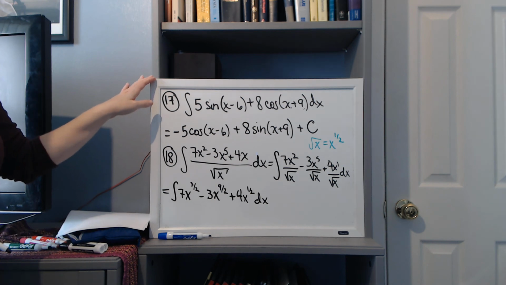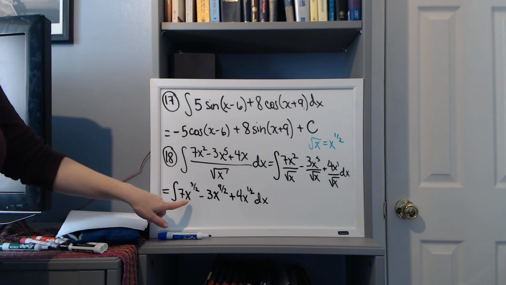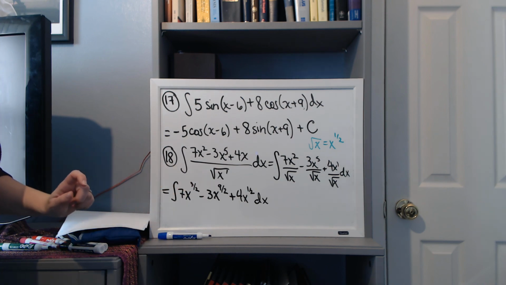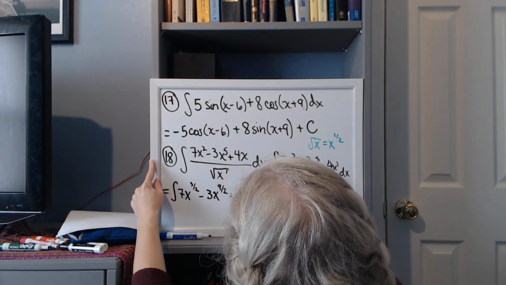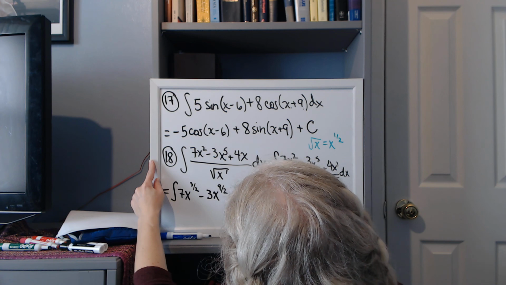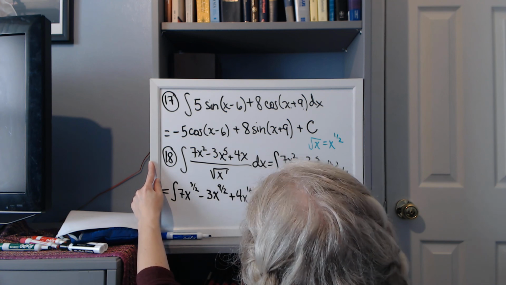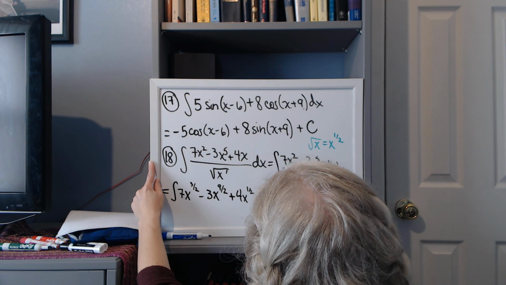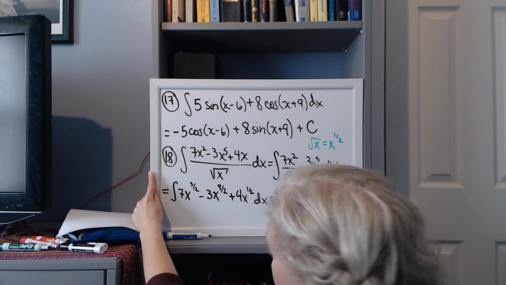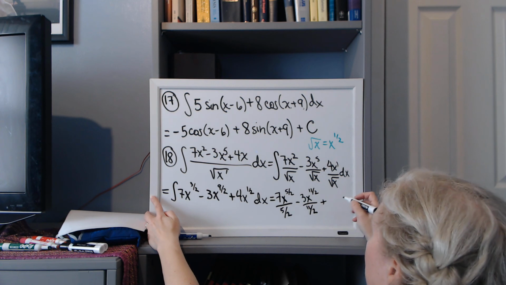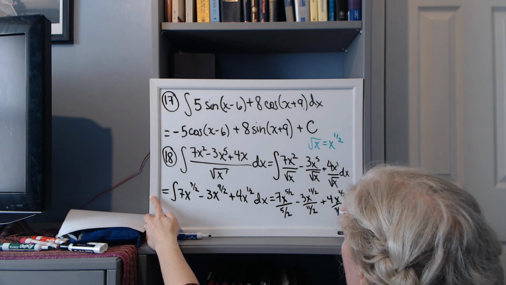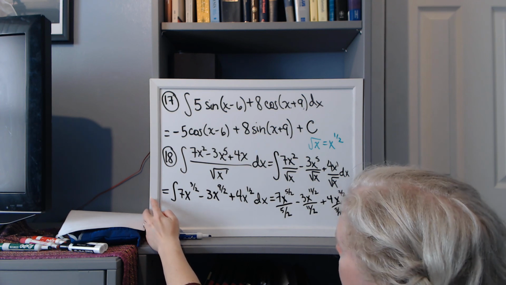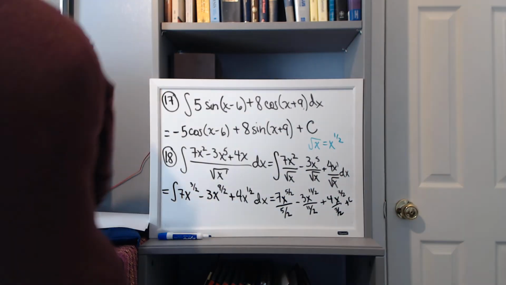And now we are ready to find the antiderivatives of each individual term using the constant multiple rule, and then the power rule for exponents. So this will give us 7x to the 5/2 over 5/2 minus 3x to the 11/2 over 11/2. Either way. Plus 4x to the 3/2 over 3/2 plus c. And now I'm going to go back up at the top and rewrite that.